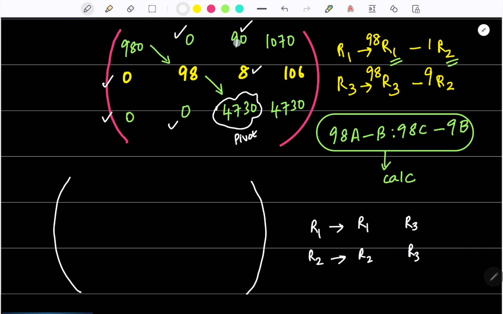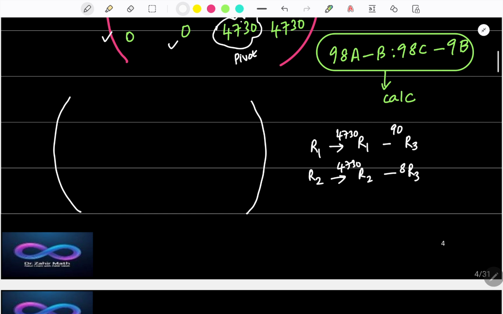Yes. Now between R1 and R3, same sign or different sign? Same sign, so minus. Between R2 and R3, same sign or different sign? Same sign, so minus. Now R1 you multiply this one by 90 and this one by 4730. So R1 multiply by 4730, right? R3 multiply by what? 90, right? Next R2 is multiplied by what? 4730. This is multiplied here, and this is multiplied by 8. Clear everybody? So on the calculator, what we are going to do?